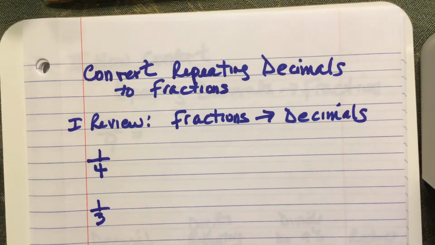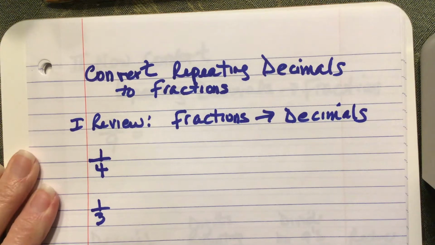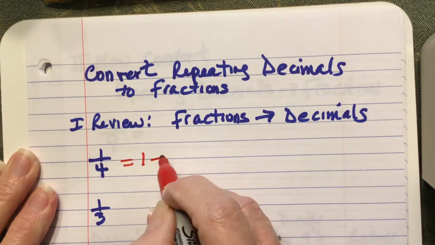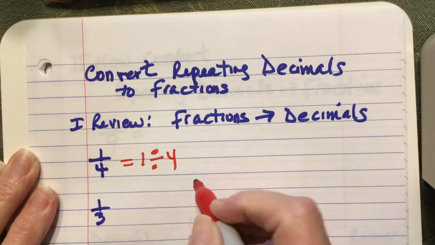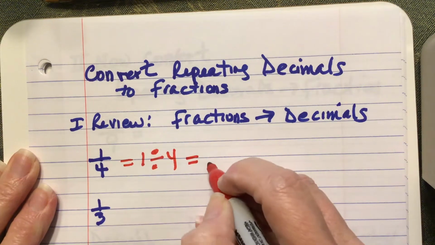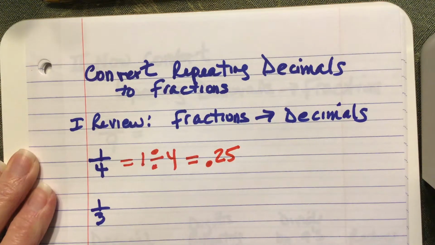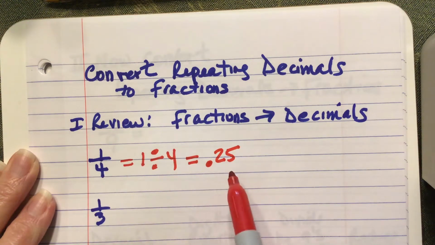So today's lesson is converting repeating decimals to fractions. Now in the past we've done a lot of converting fractions to decimals, so we're going to review that. So my first fraction is 1/4. To convert that I'm going to say 1 divided by 4, and if I do that on the calculator or long division, I get 0.25. So I'm taking my numerator divided by denominator, and then I'm just getting my decimal.